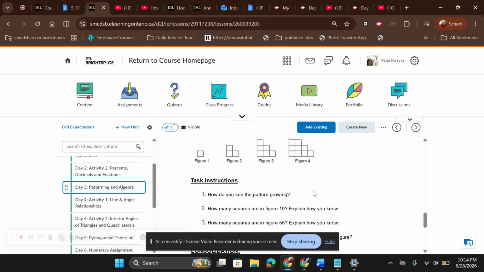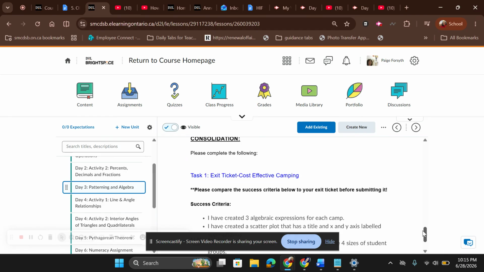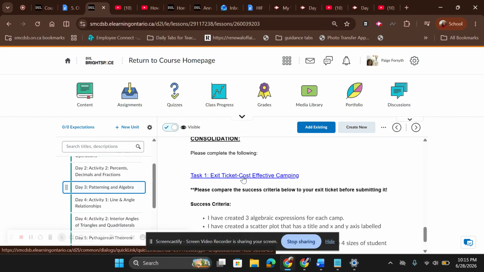Okay, so we've got some more diagrams here, 1, 2, 3, and 4. How do you see the pattern growing? How many squares are in figure 10? And how many squares would be in figure 55? And how do you know those things? How did you figure that out? And then how can you figure out how many total squares are in any figure? Then you're going to complete the exit ticket around cost-effective camping.